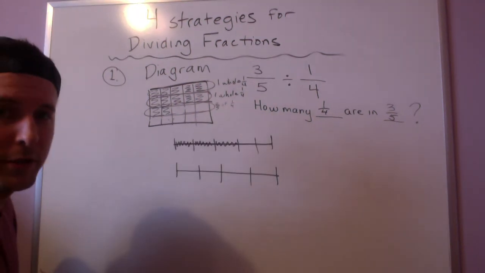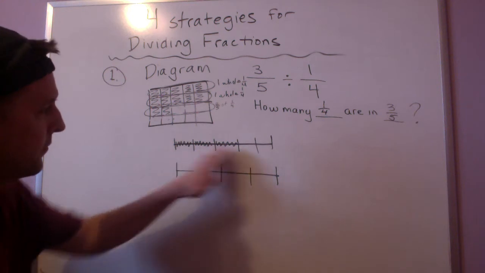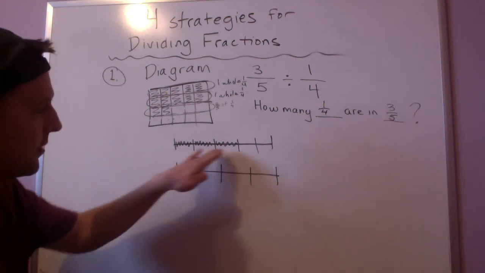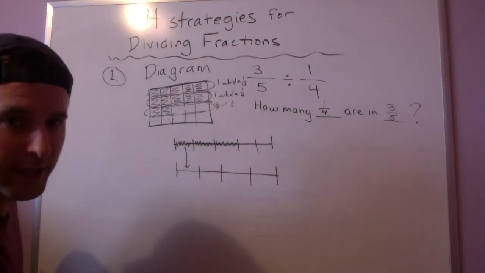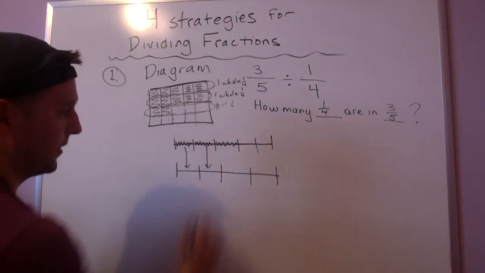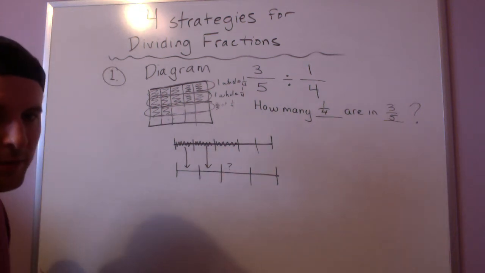Another way you could try to do this diagram is to draw 2 lines that are the same length. The first one is broken into fifths and you color in 3 of them, and then try to think about how many fourths I could get out. I could for sure take that one out, that one. That's the question mark, right? And that's where we can do some math to figure it out.